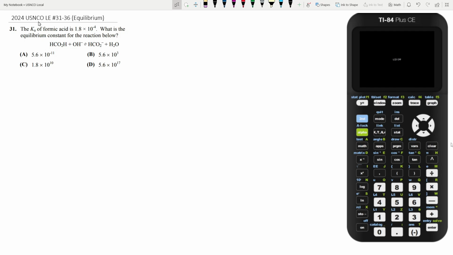Hey, what's up everyone? Today we're going to be doing the equilibrium section of the 2024 USNCO local exam. So this is from questions 31 through 36. Let's start with question 31. The Ka of formic acid is that. What is the equilibrium constant for the reaction below?